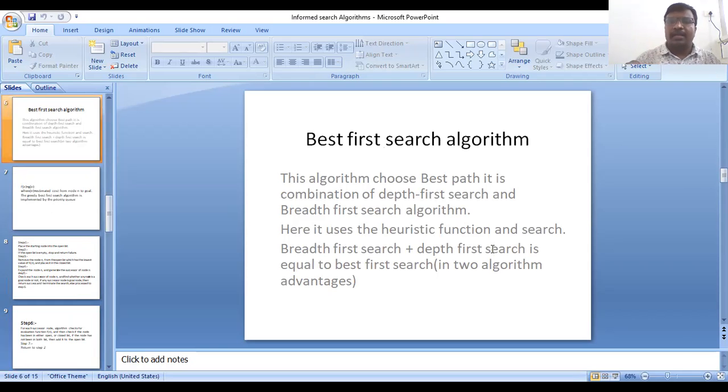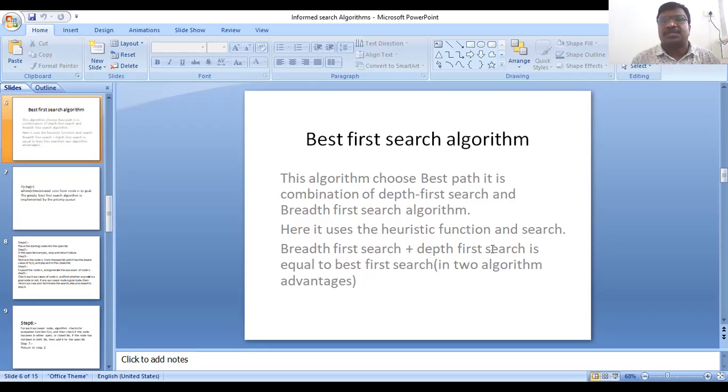Here it uses the heuristic function and search. Breadth first search plus depth first search is equal to best first search. That means it combines the advantages of the two algorithms: the best first search algorithm takes the advantages of depth first search and breadth first search algorithms.